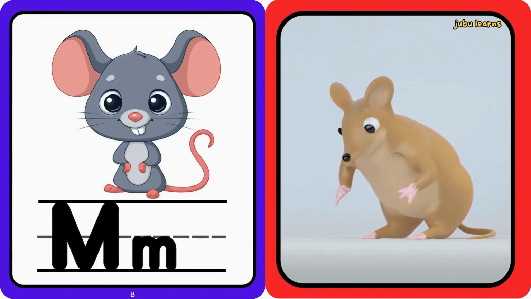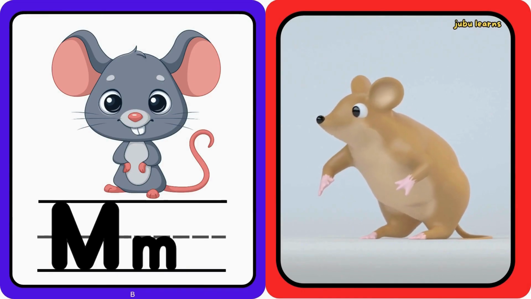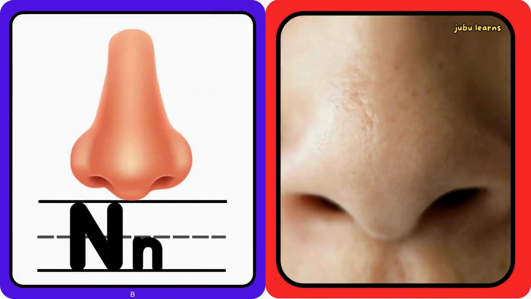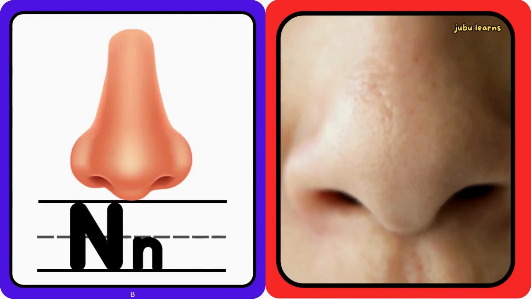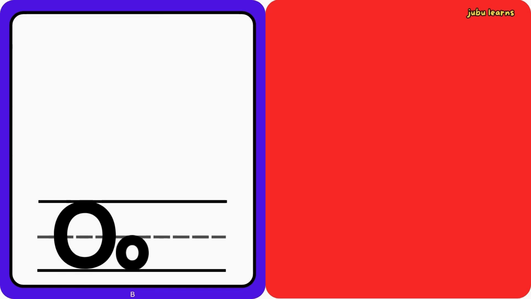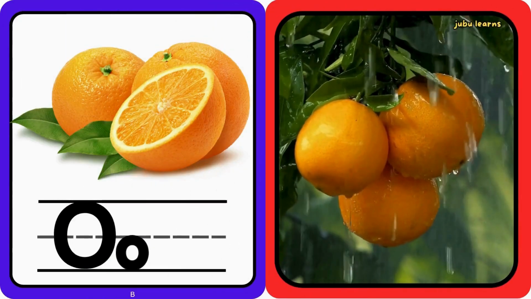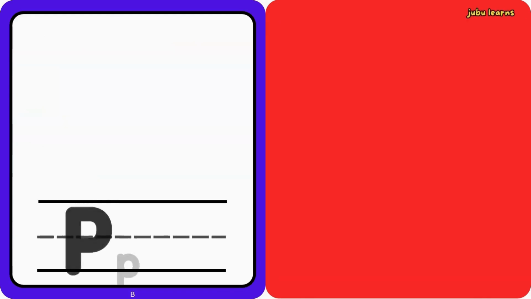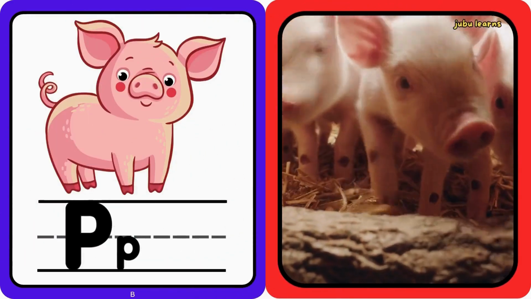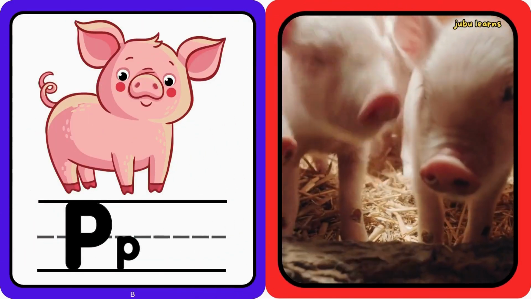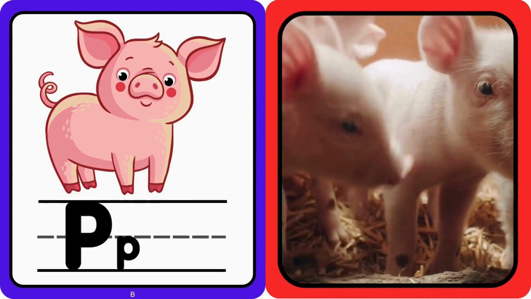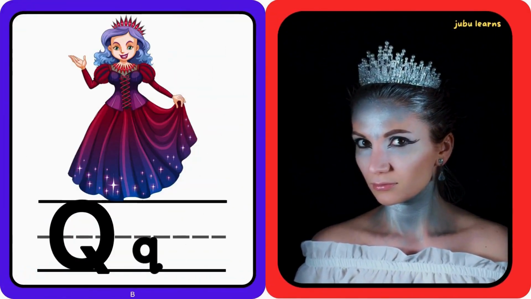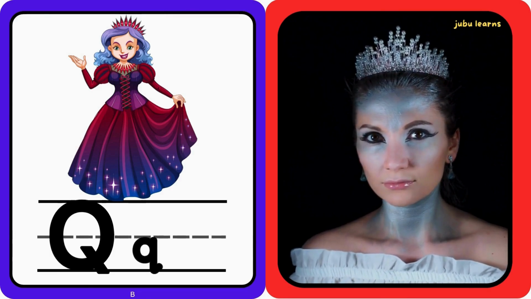M for mouse. N for nose. O for orange. P for pink. Q for queen.